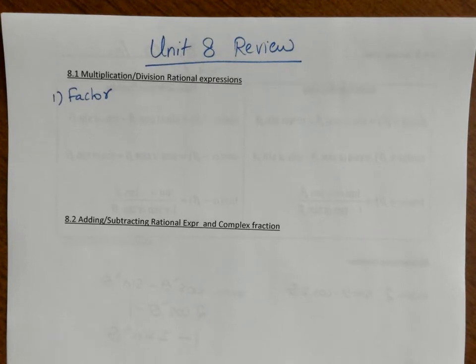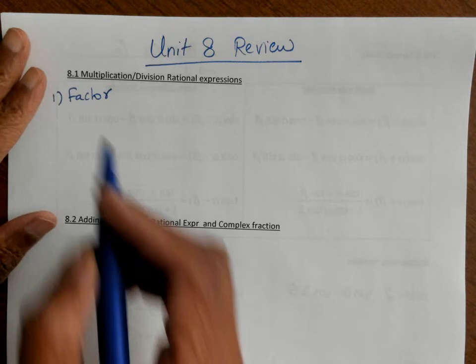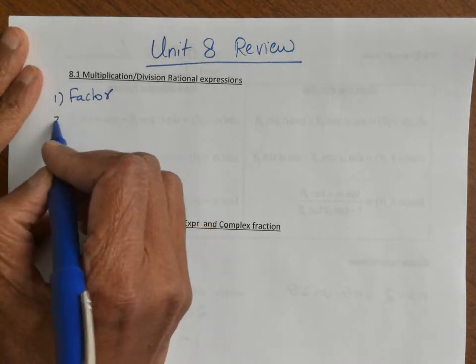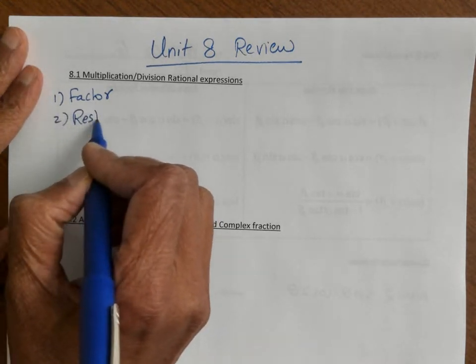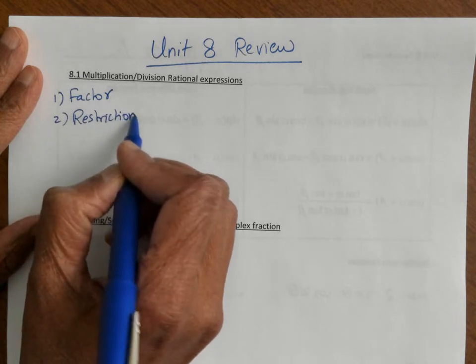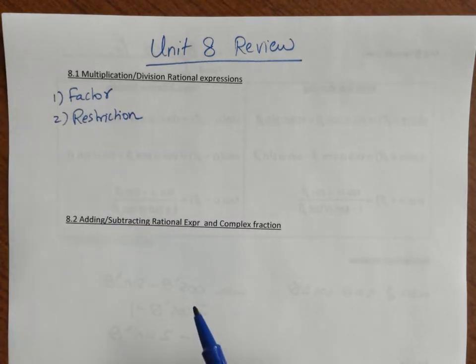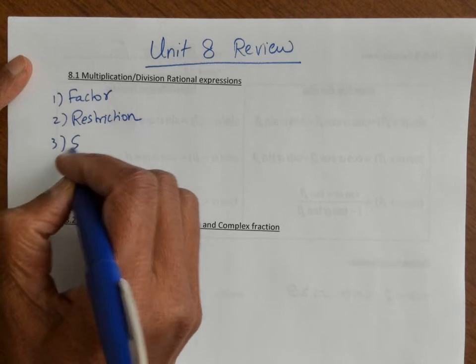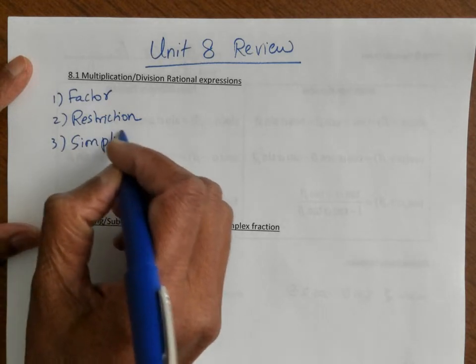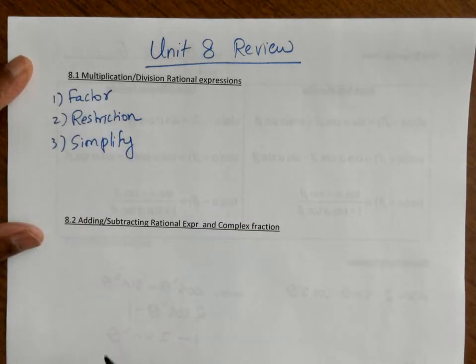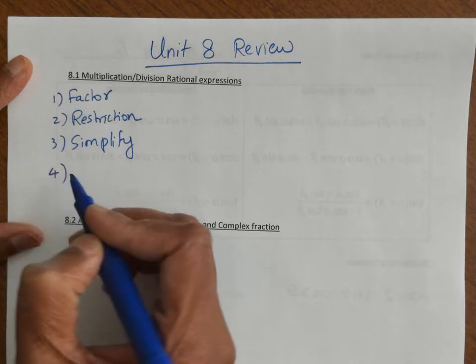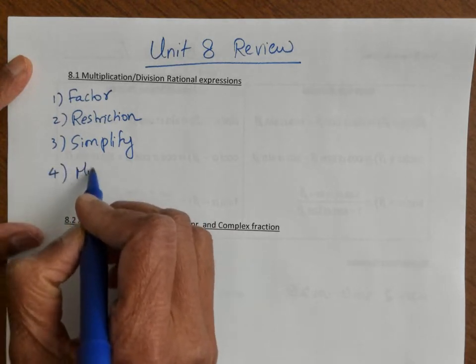Right. So 8.1 was basically multiplying rational expressions. In that rational expression, if there's anything that can be factored, you want to factor it. Once you factor it, you want to write your restriction. Restriction is basically only from the denominator, because you want to write the restriction before you simplify. And once you simplify, you want to multiply, right? How do you multiply?